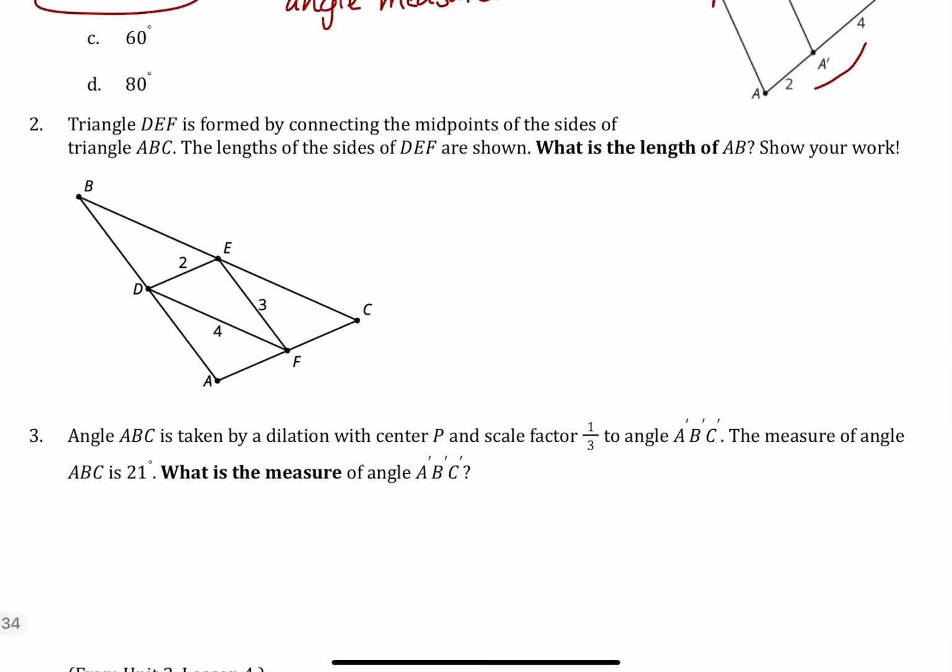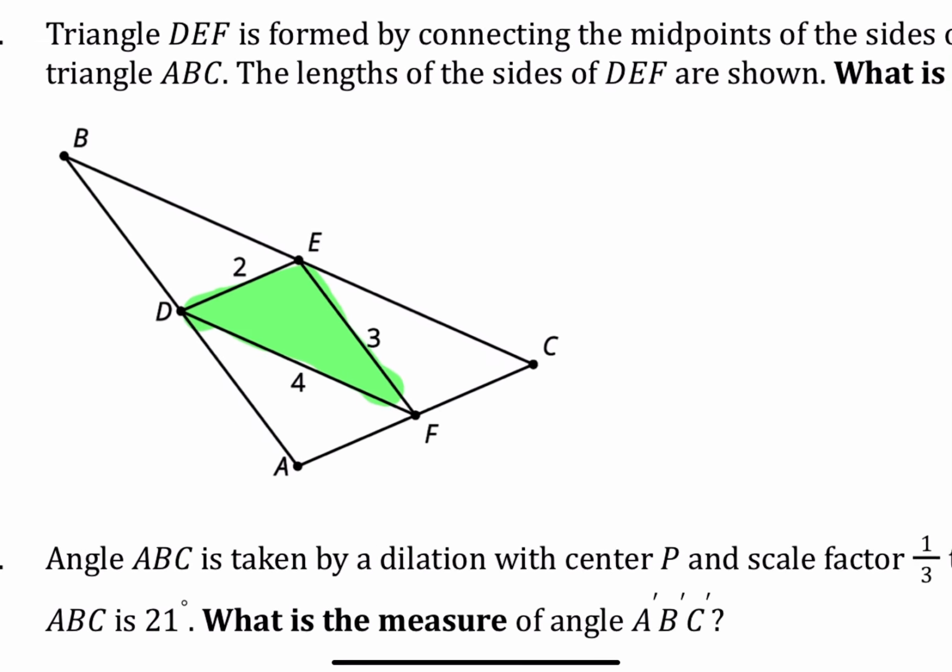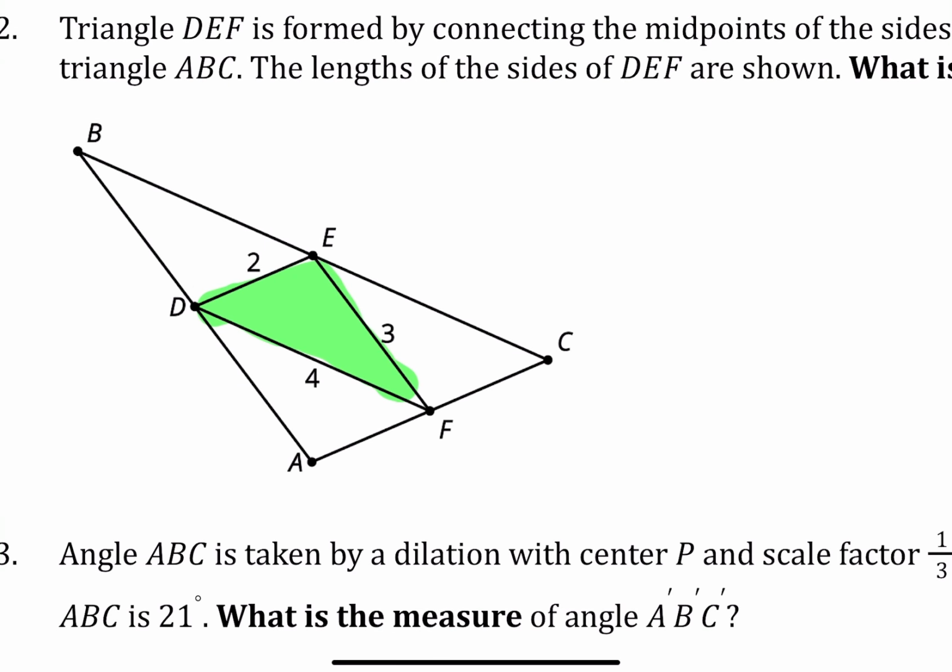Okay, so now let's look at question 2. Triangle DEF is formed by connecting the midpoints of sides of triangle ABC. So this is DEF right here. It's formed by connecting the midpoints. They want to know what is the length of AB, but they've shown us just the side lengths of this new triangle here. So if these are midpoints and they want to know AB, I'm just going to mark for myself that this is what I am looking for.